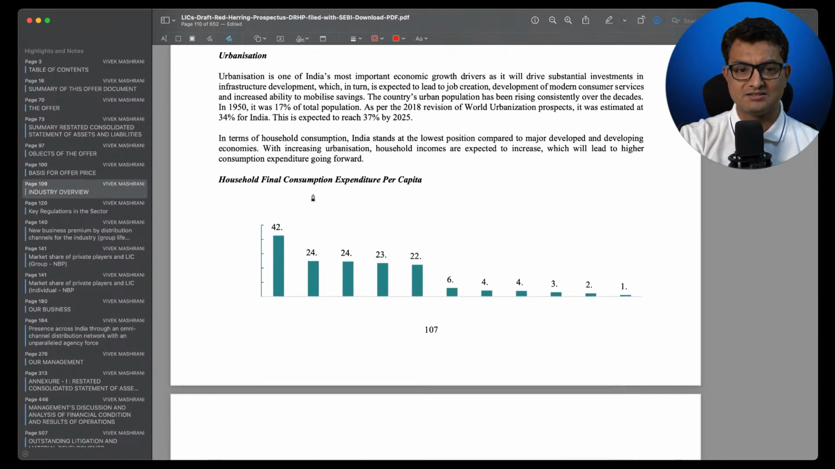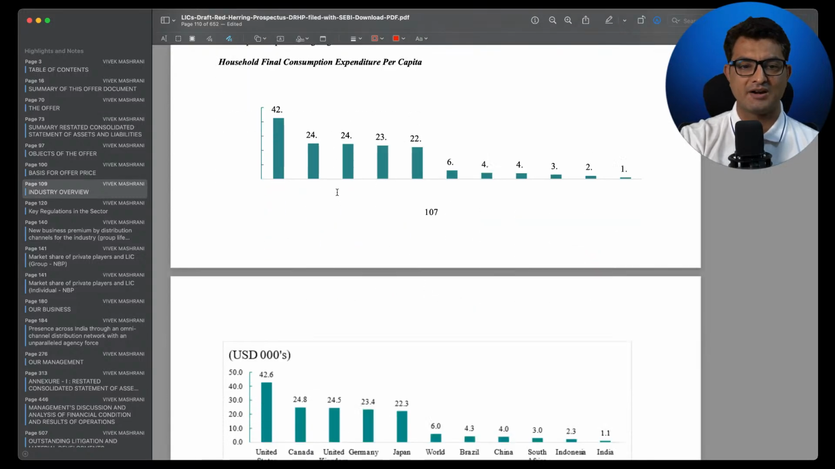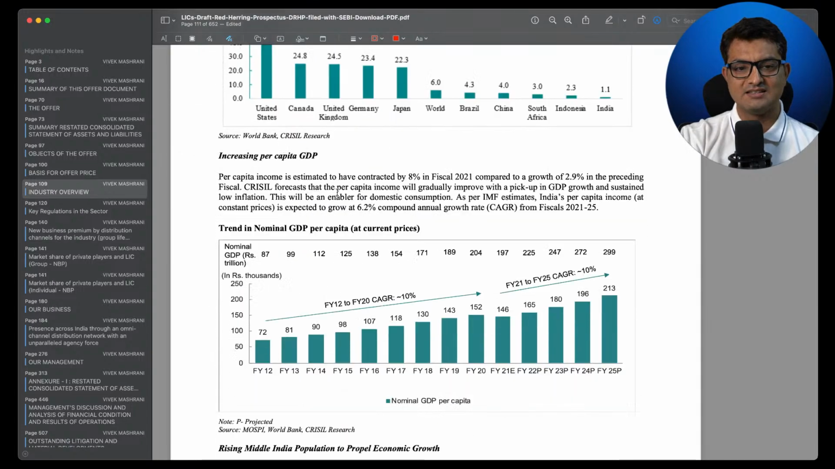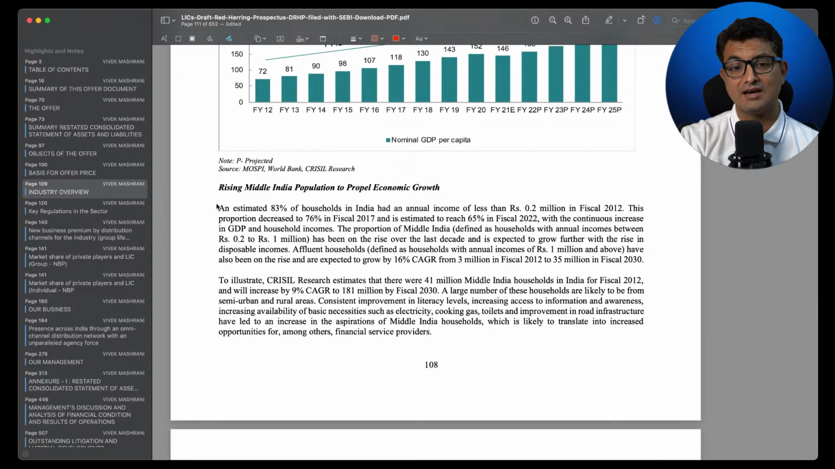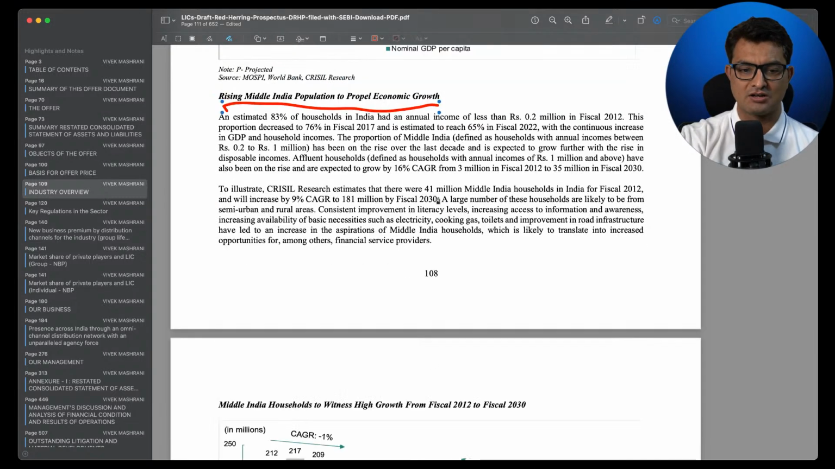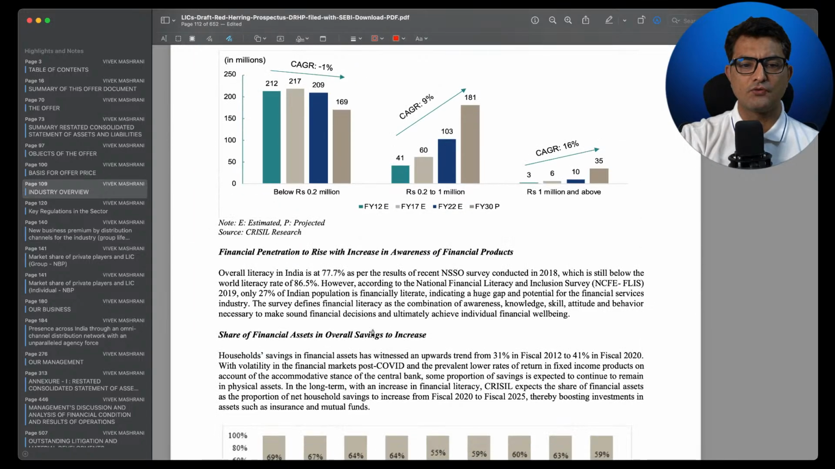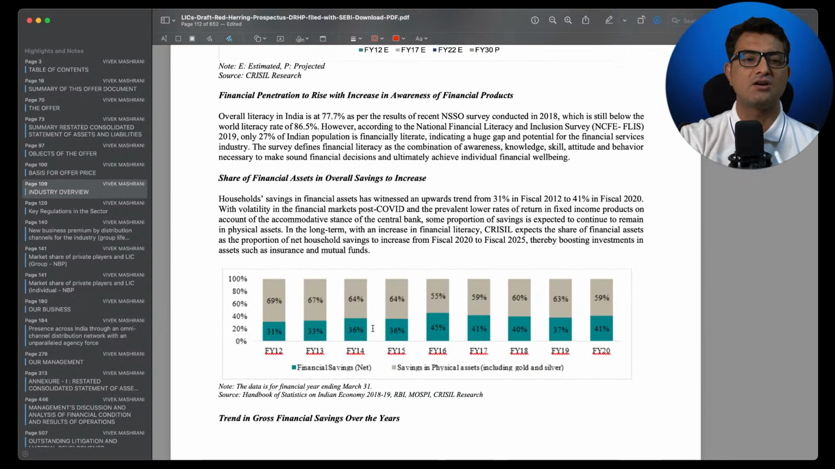Then the consumption expenditure per capita is improving. You can see the GDP growth is there. So the country is getting more prosperous. We have a rising middle-class population. So that is also a driver. So this way you can understand a lot of growth drivers of a particular industry.